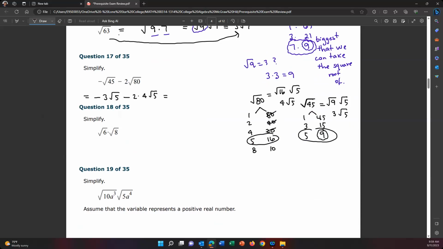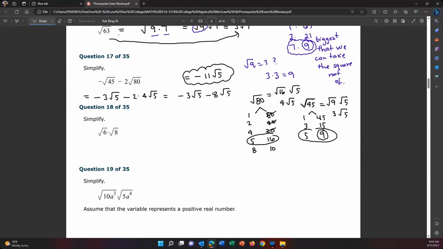Okay. So we have negative 3 square root of 5. This becomes a negative 8 square root of 5. In total, how many square root of 5s are there? You got it. Negative 11 square root of 5. And there is that answer. Wow, that was crazy, wasn't it? Okay, let's look at the next example.